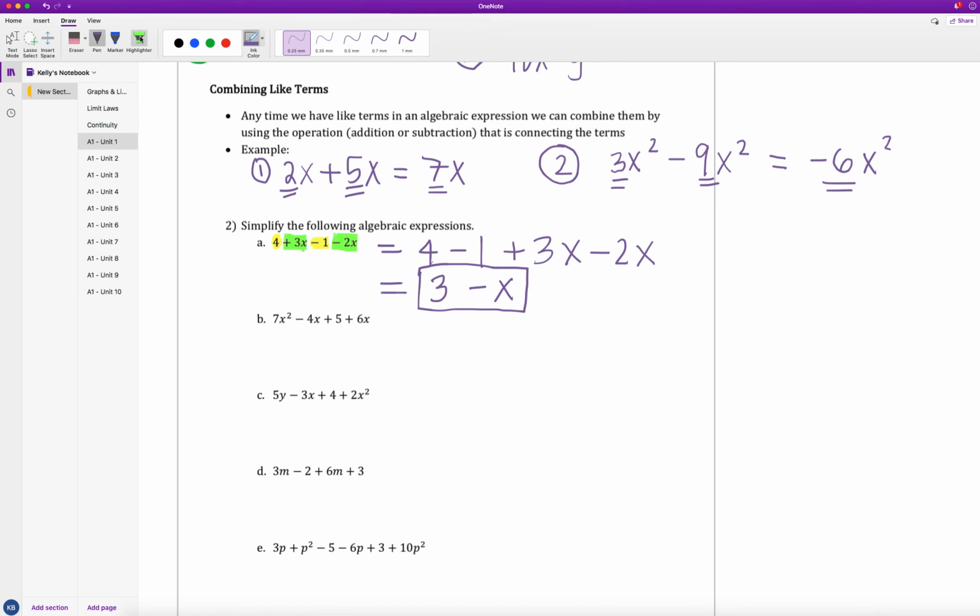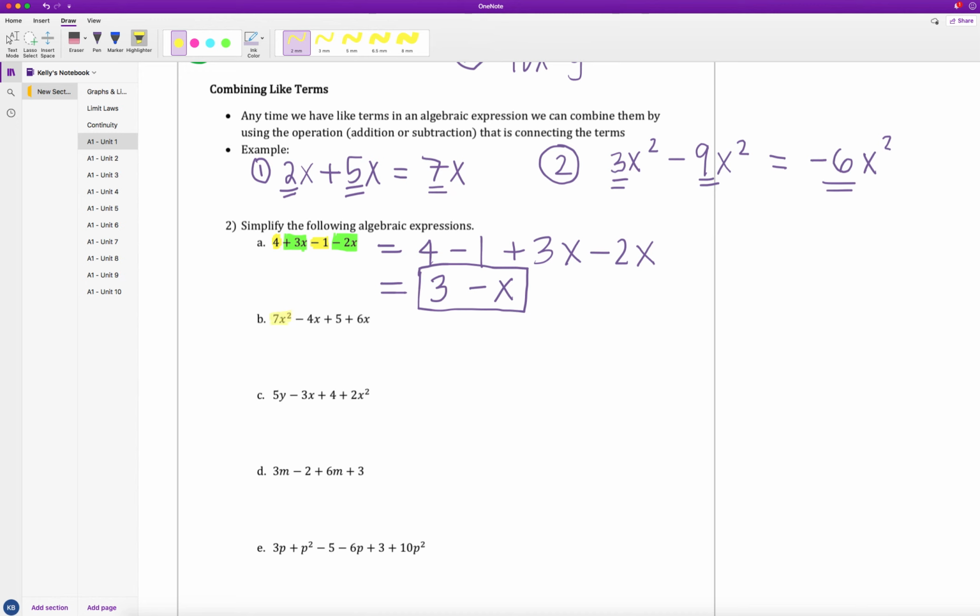Okay, why don't you guys pause the video and try example B on your own first, and then we'll check it together. Okay, let's check 2b. So 2b says 7x squared minus 4x plus 5 plus 6x. So I'm going to go ahead and highlight stuff again just to help me.